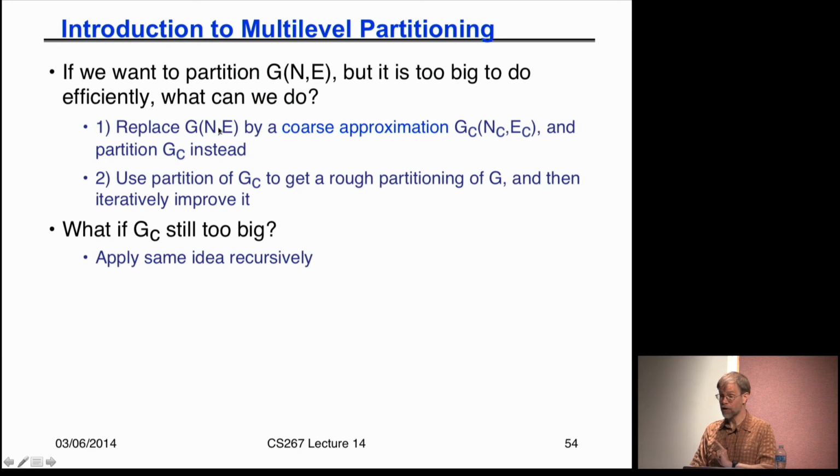I'm going to take my original graph and approximate it somehow by a coarse approximation. So the subscript c means a coarse approximation. n sub c is half as many vertices. E sub c is half as many edges or smaller. And I'm going to partition that smaller problem instead, and use that to get a starting guess for my original partitioning. All of the algorithms I've told you can benefit by having good starting guesses. And then I'm going to iteratively improve it. And I'm going to apply that same idea recursively.